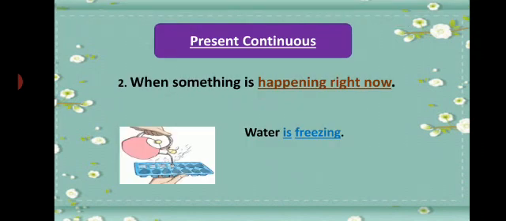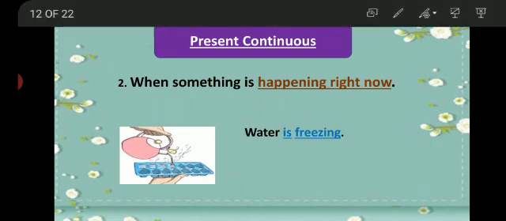Now the next one. Present continuous tense is also used to show something which is happening right now. It means the thing that is happening right now, and there is not any confirmation that the action will happen again in the future at exactly the same time. For example, the water is freezing right now, and there is no compulsion or confirmation that it is going to freeze again on the same day or at the same time.